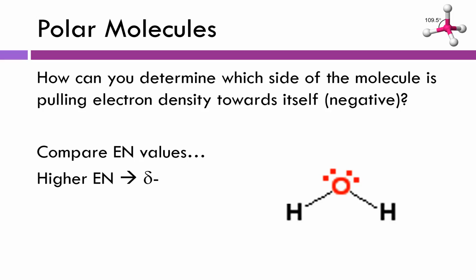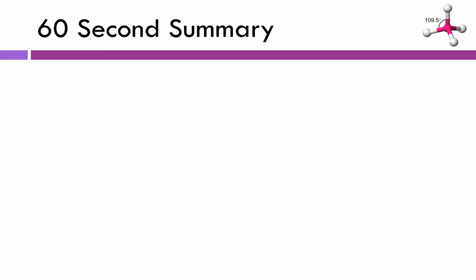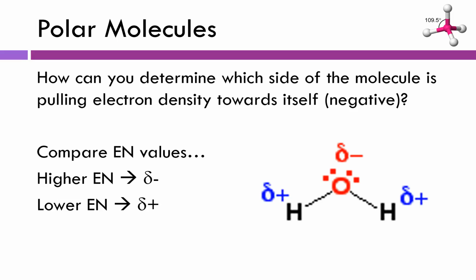The atom that has the higher electronegativity is going to end up with that delta minus sign, and that's just going to tell us that side of the atom is a little bit negative. And in this case, with water, we know that oxygen is more electronegative than hydrogen, so it'll get the negative sign. The lower electronegativity side of the molecule is going to get the delta positive. So both the hydrogen atoms are going to have a slightly positive charge. This is how we explain the behavior of water. And we'll talk more about this later in the semester.